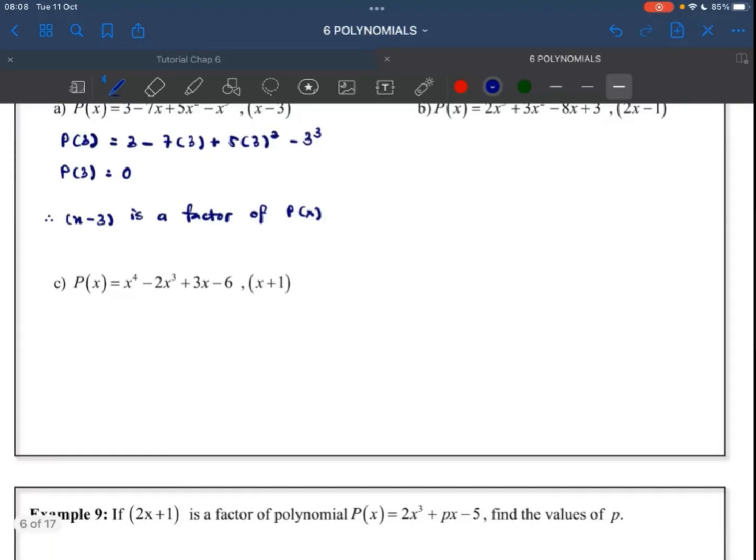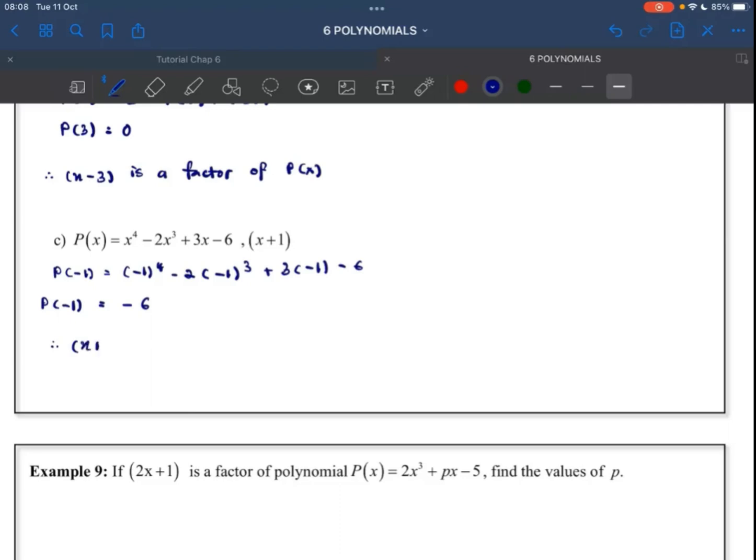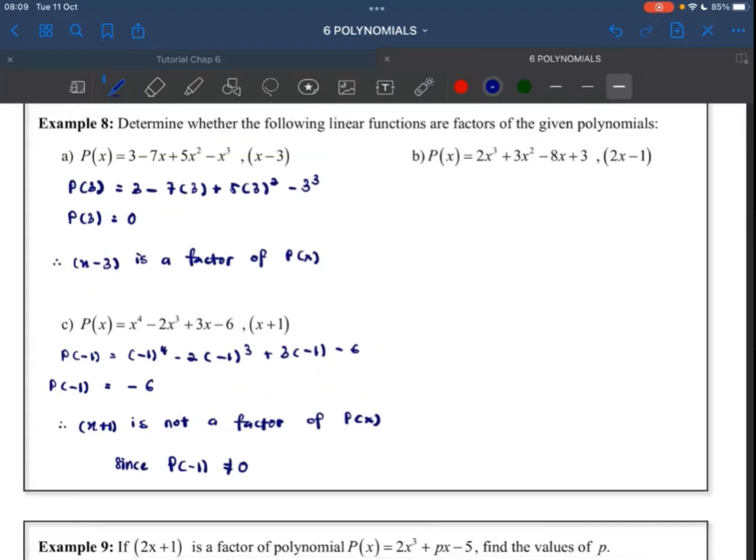Kita tengok soalan C. So kita ada x plus 1 dekat situ, a kamu ialah negative 1. So substitute negative 1 into the function, into the polynomial. So 2 negative 1 cube plus 3 negative 1 minus 6, which is here kamu sepatutnya dapat negative 6. Okay, so P(negative 1) equals to negative 6. So kita boleh concludekan x plus 1 is not a factor of P(x). Sebabnya kenapa? Since P(negative 1) is not equals to 0. Okay, simple je. So sekarang kita tengok example 9.